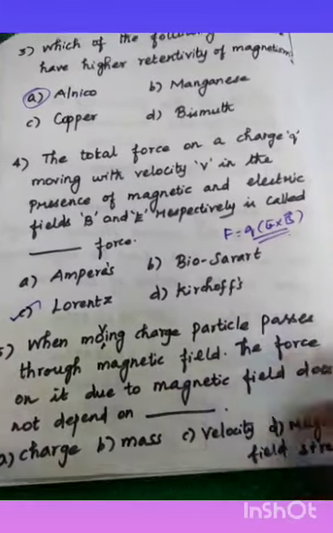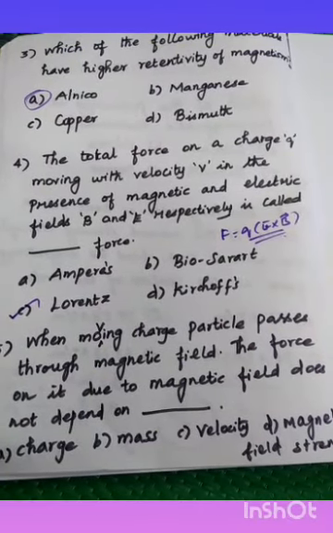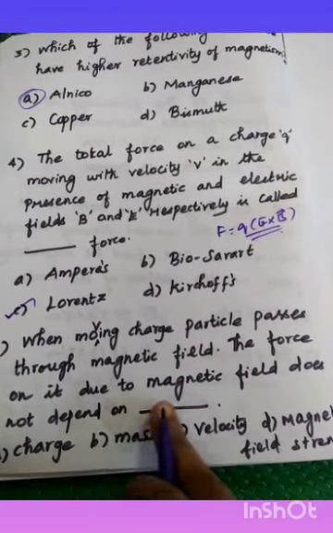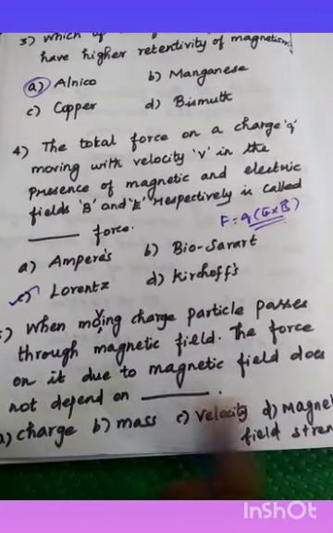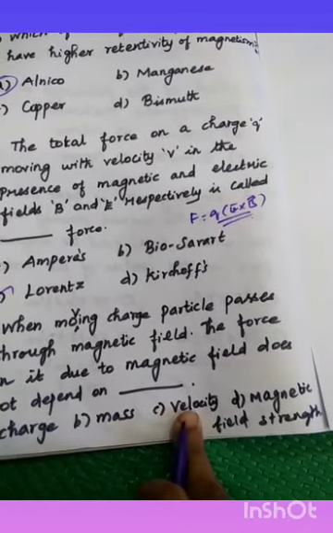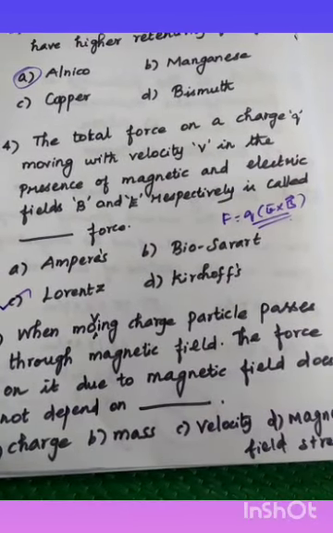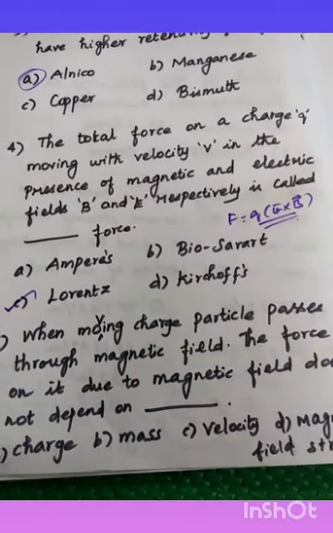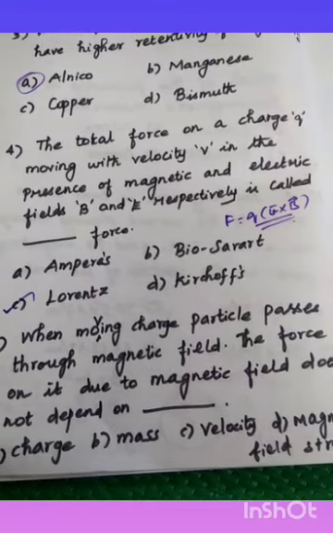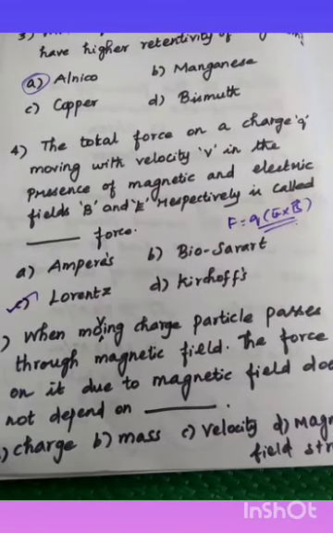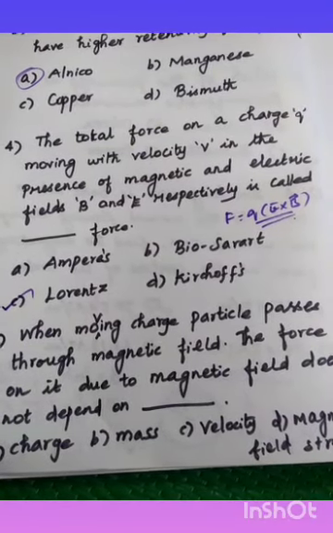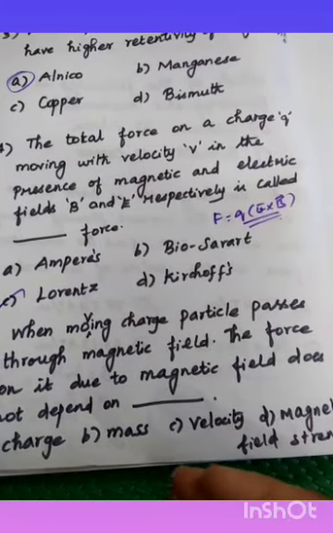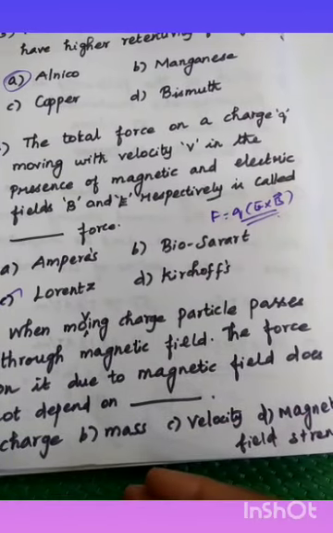The fifth question: when a moving charged particle passes through a magnetic field, the force on it due to the magnetic field does not depend upon what factor? Charge, mass, velocity and magnetic field strength are the different options. Whenever a charged particle moves through a magnetic field, it will always experience a force. F equal to Q into V cross B, as we have just seen. It depends upon the electric and magnetic field strength.